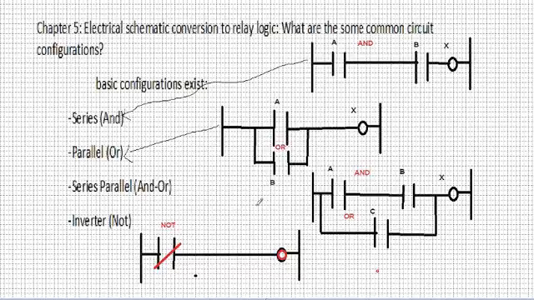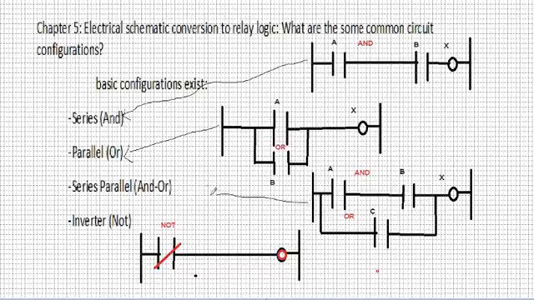The next one is the series parallel, and that's a combination of series and parallel, just as the name implies. Notice here that I have A and B in series, and that is in parallel with C, which is read as AND OR, series parallel. Once again, we have the condition of A and B being true so that X is true, or simply C being true so that X is true. So we have to look for the path where the energy will circulate from left to right so that the output is either false or true.